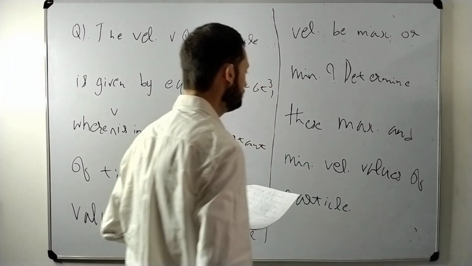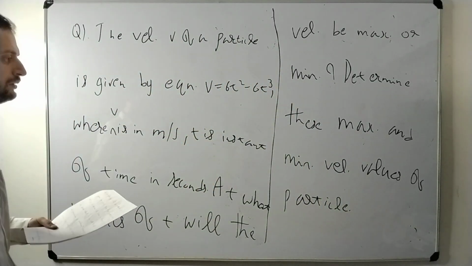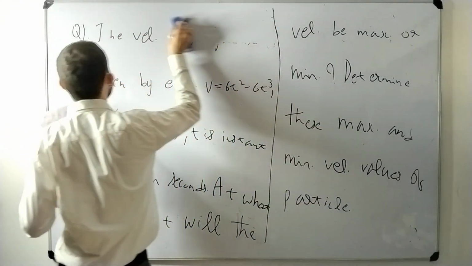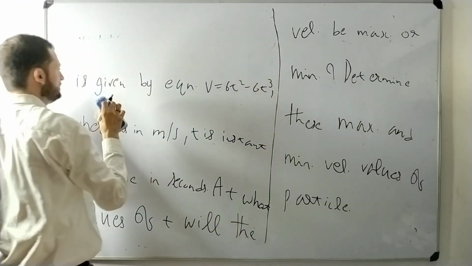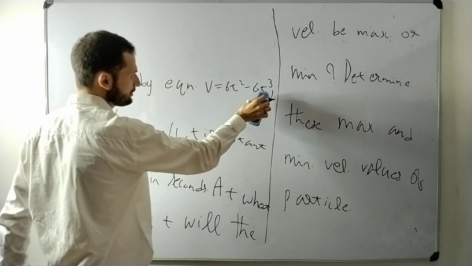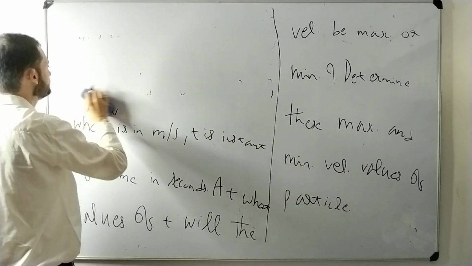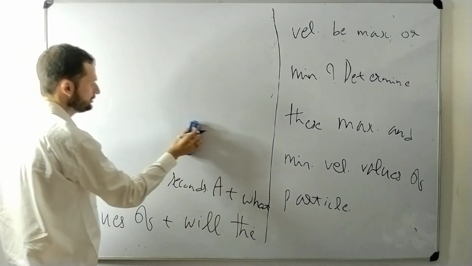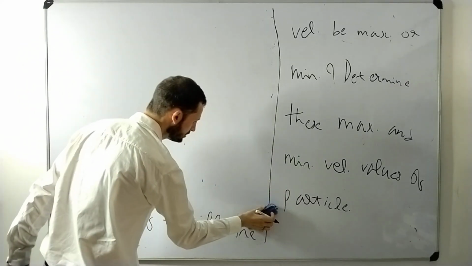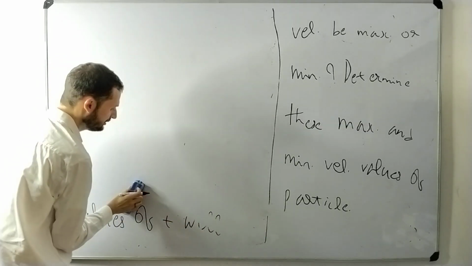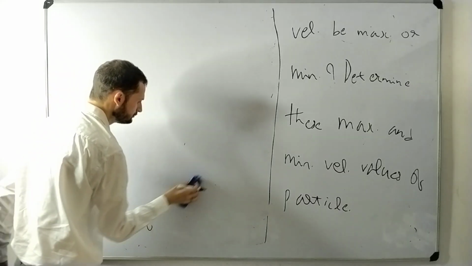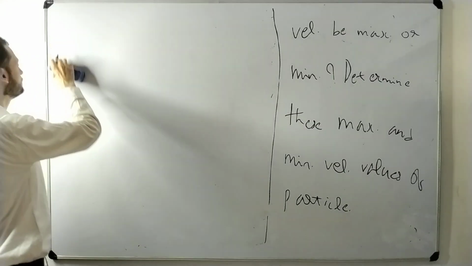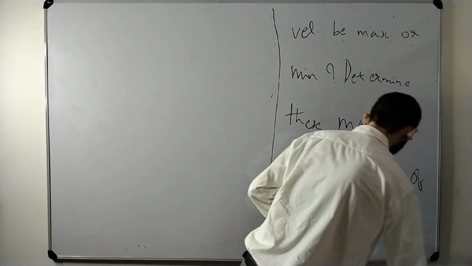Okay, so this was the question. Let us see what could be the possible solution. The velocity equation is given to us. So what should I do, students? First, find the slope to find the maximum. Yes, sir, you should differentiate it to find the point where maximum velocity could be.